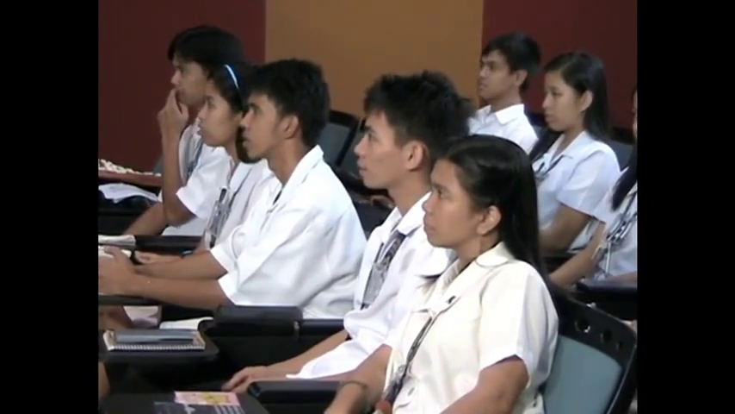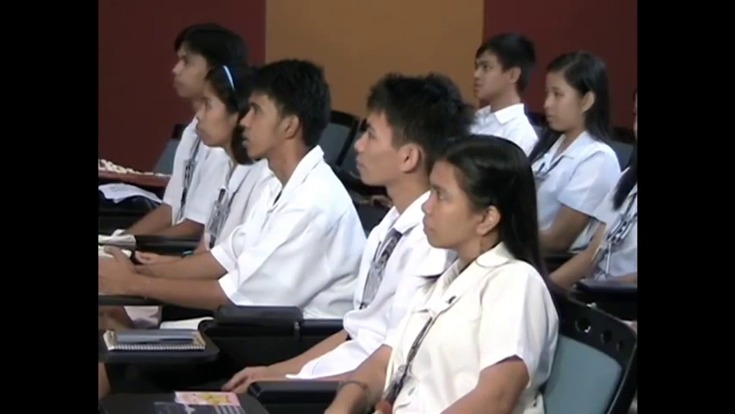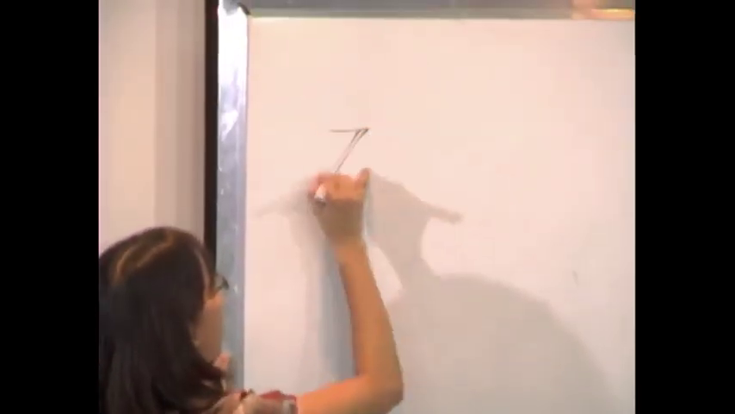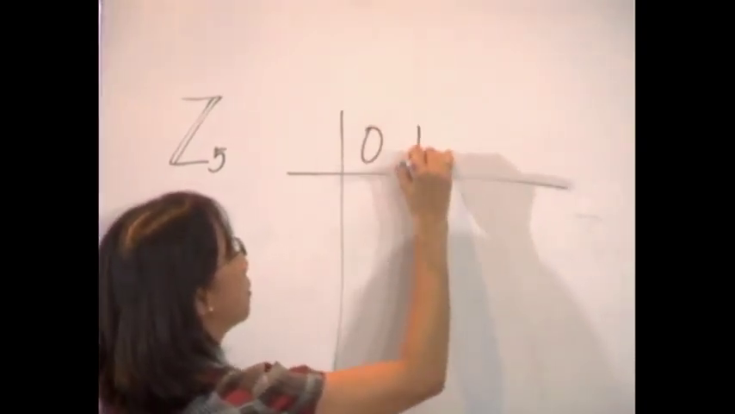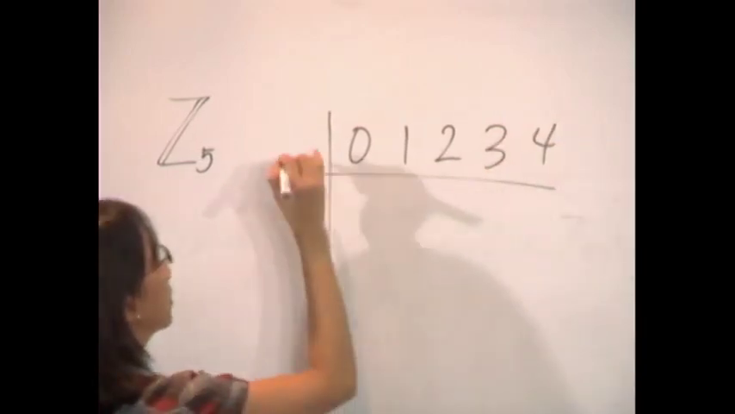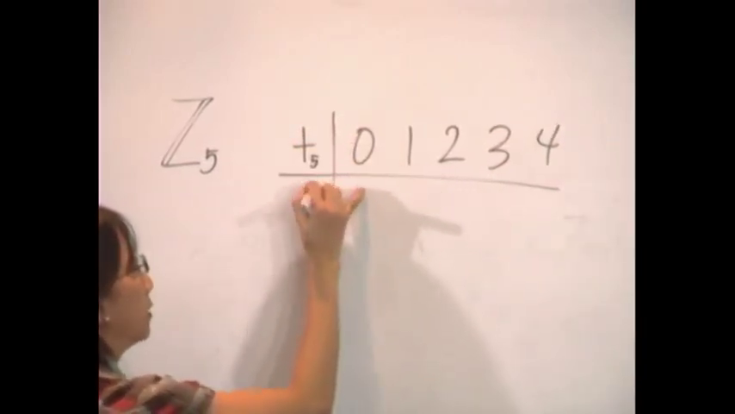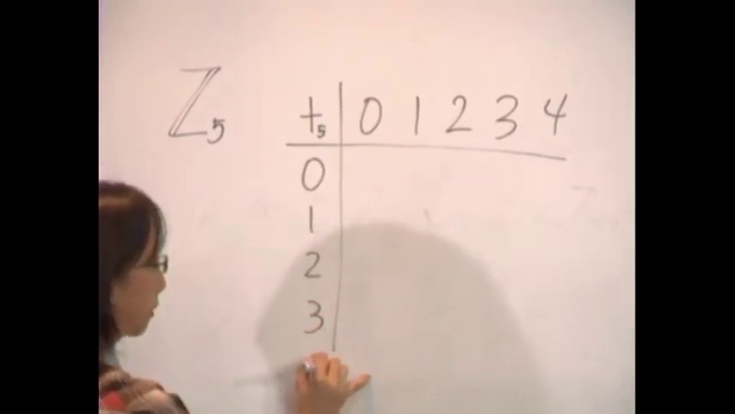Now, let's make some designs. We'll be making 2 sets of designs, one for addition and another one for multiplication. Do you remember how to construct your addition table? There's an easy way to construct addition tables. If we talk about Z5, what would our elements be? 0, 1, 2, 3, 4. So this is addition modulo 5.